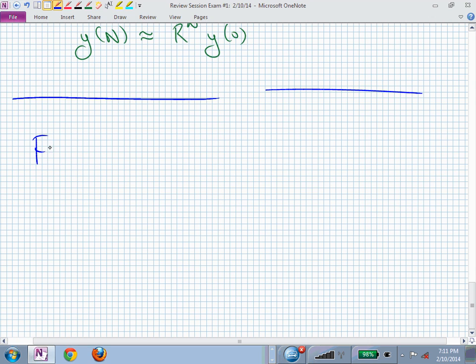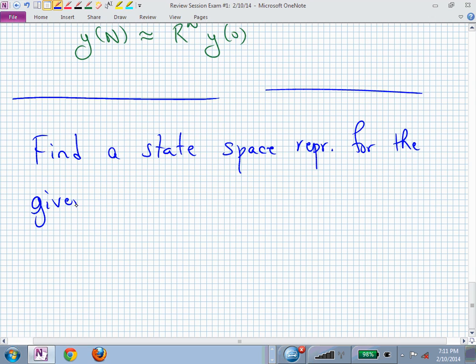All right, let's see if we can work, and I may work actually with one set of equations and derive a lot of different results from that. Let's find a state space representation for the given difference equation, and these could all be questions on the exam.